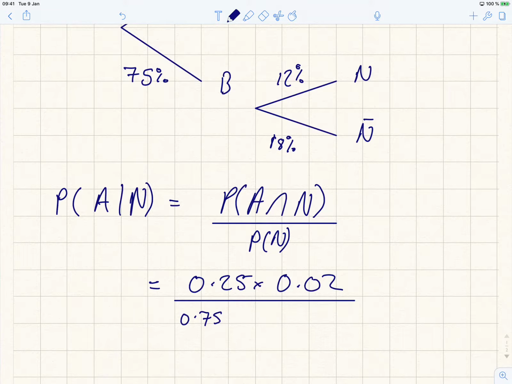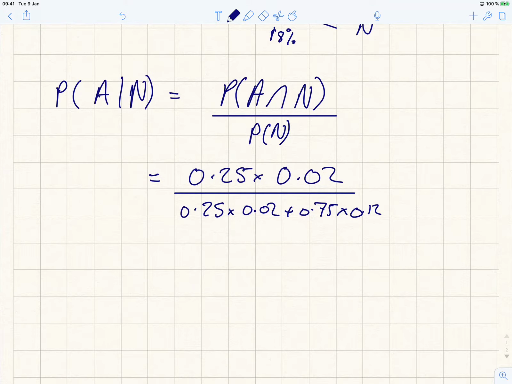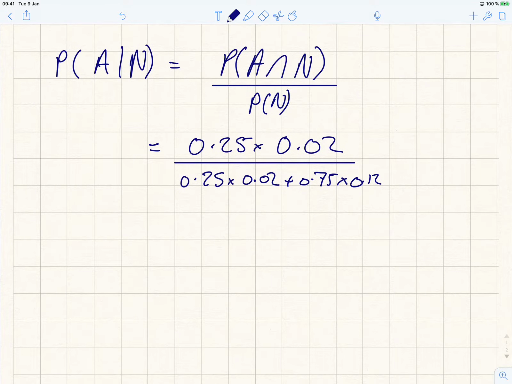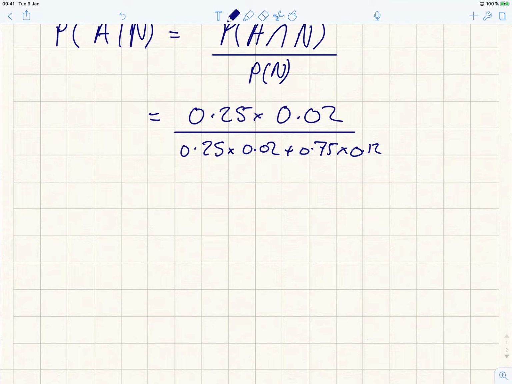0.75. Oh, wait a minute, let's make this a bit clearer for you. So it's the same thing we've just written above, plus 0.75 times 0.12. Basically, it's all the ways that N is happening. Now, if you look at that, that's using decimals. It's like, oh my word, that's maybe not so clever an idea.